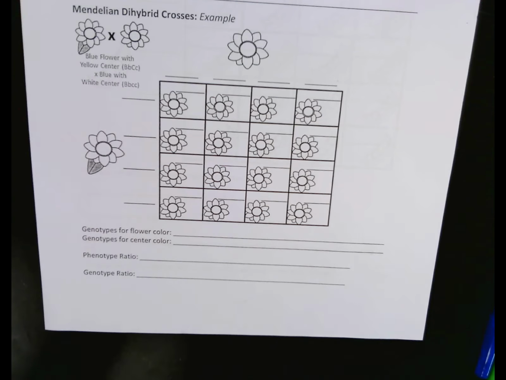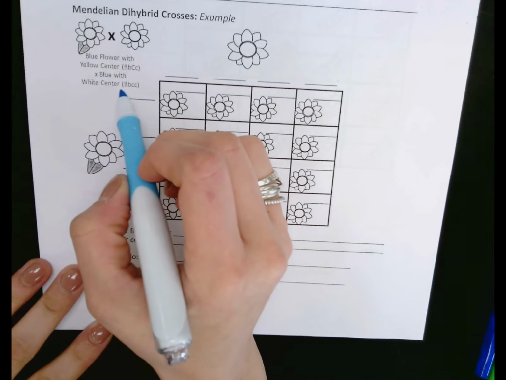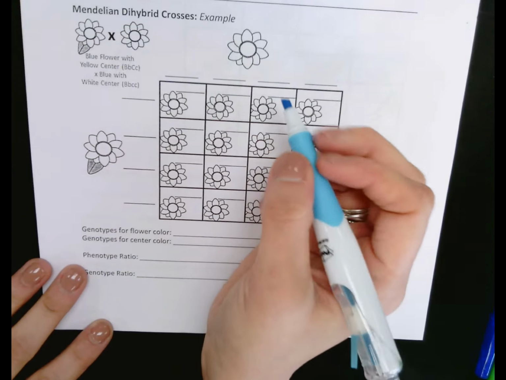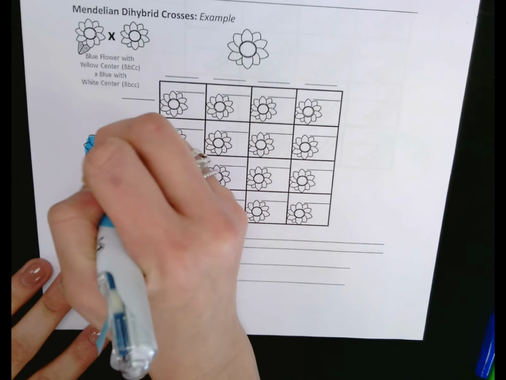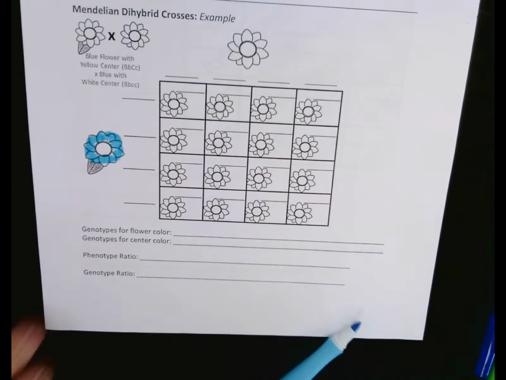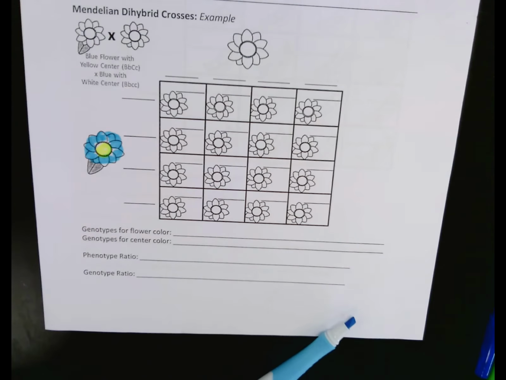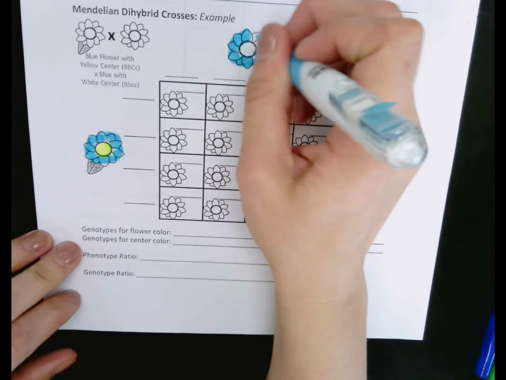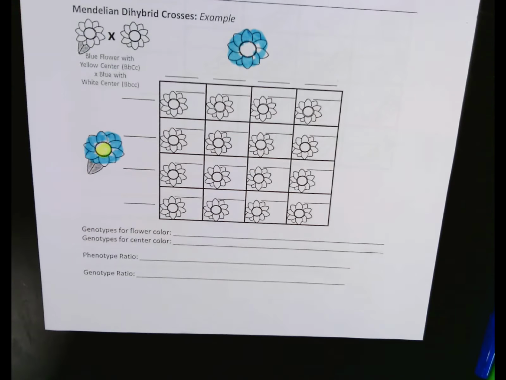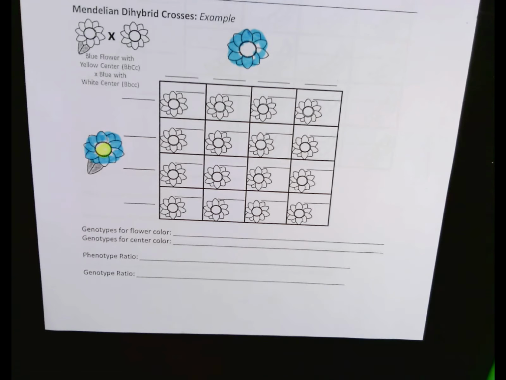So the first thing that I want to explain to you guys is that we are crossing, right this minute, a blue flower with a yellow center and a blue flower with a white center. So we're going to go and color those. We've got blue with a yellow, and we've got blue with a white over here. So this is a little bit tricky at first, but it's not going to be hard if we're consistent, okay?